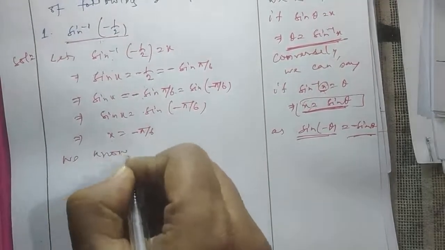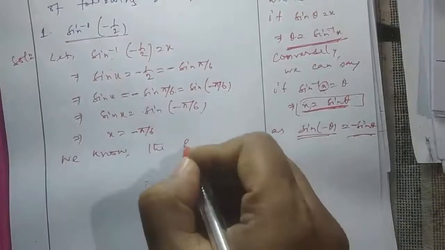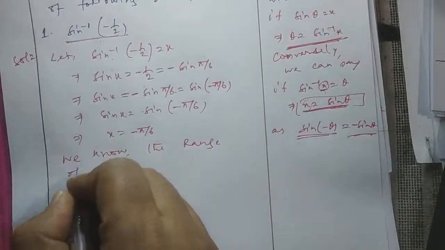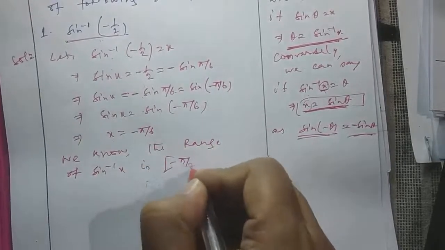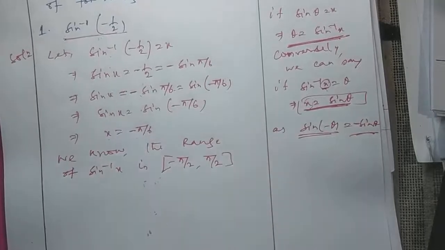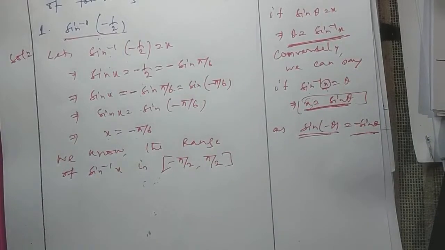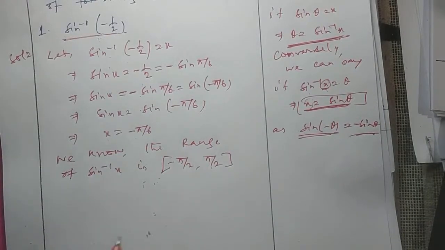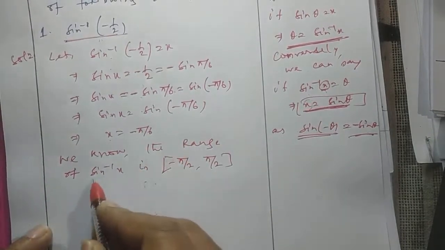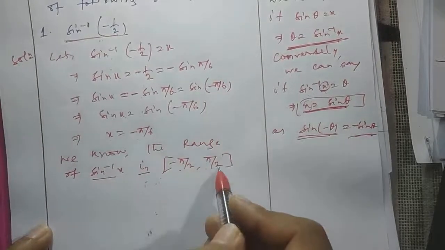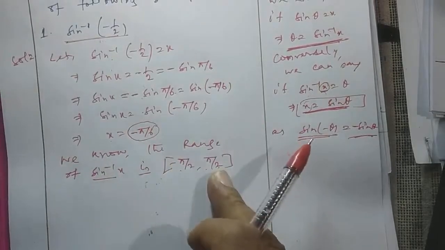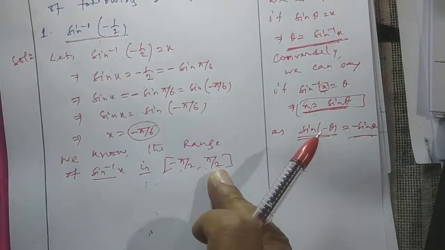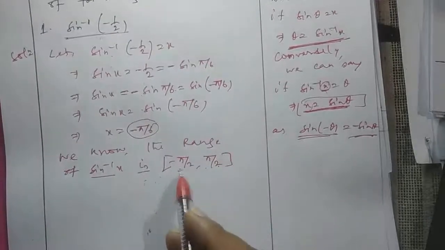For this purpose, let us recall the range of sin inverse x. We know the range of sin inverse x is minus pi by 2 to pi by 2 closed. To remember the range and codomain, please look at the table that we have made. Now we have to check whether this minus pi by 6 belongs to this range or not.